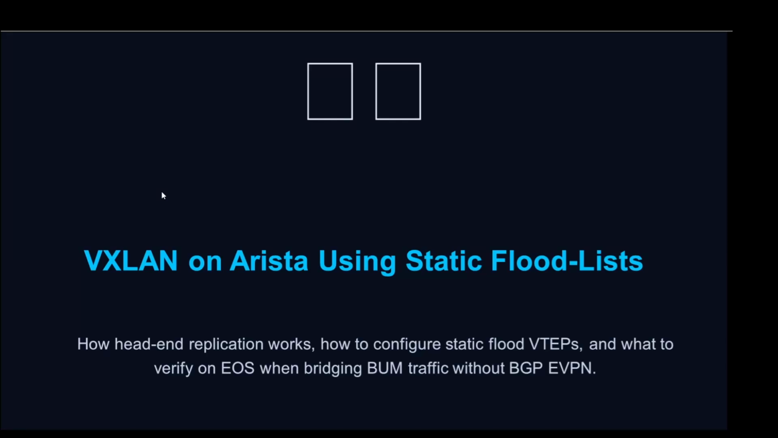Hello friends, welcome back. In this video, we will discuss how VXLAN EVPN works on Arista EOS using static flood list, and we will also check how head-end replication works, how to configure static flood list, and what to verify on Arista EOS when bridging BUM traffic without BGP EVPN. And in the following sessions, we will go over the BGP EVPN flavor of running VXLAN on Arista EOS. So I suggest you watch this video till the end.